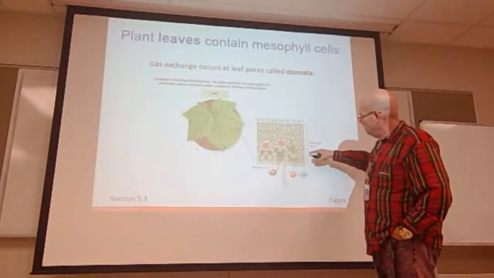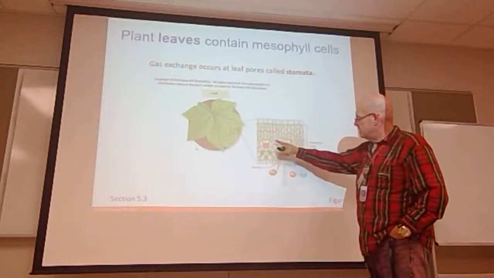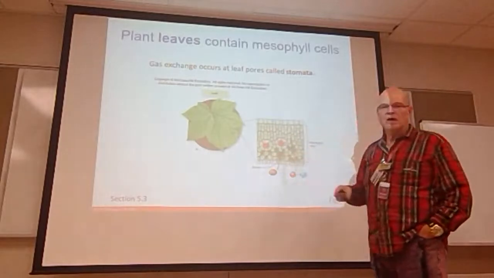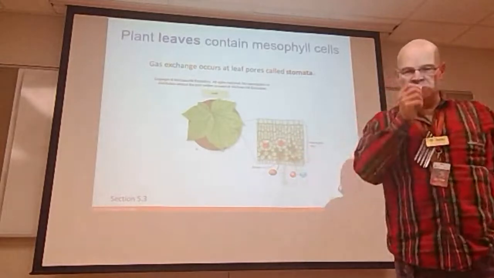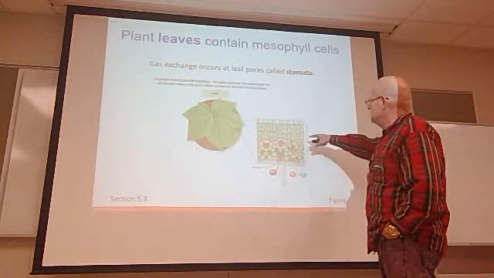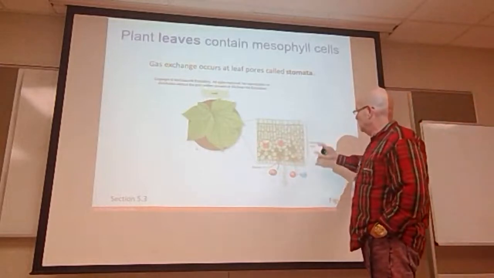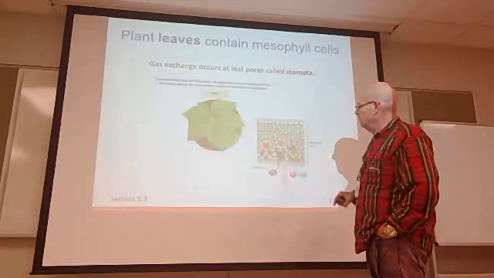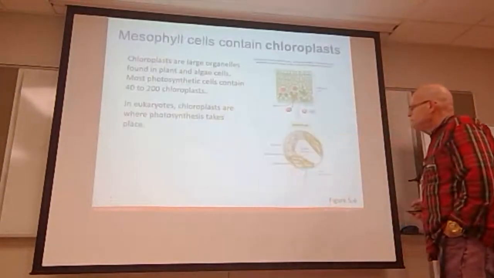These are the mesophyll cells. This area down here is called the spongy mesophyll. It's called spongy because it kind of looks like a sponge. These tall cells are called palisade cells, but collectively, all of these are called mesophyll cells.